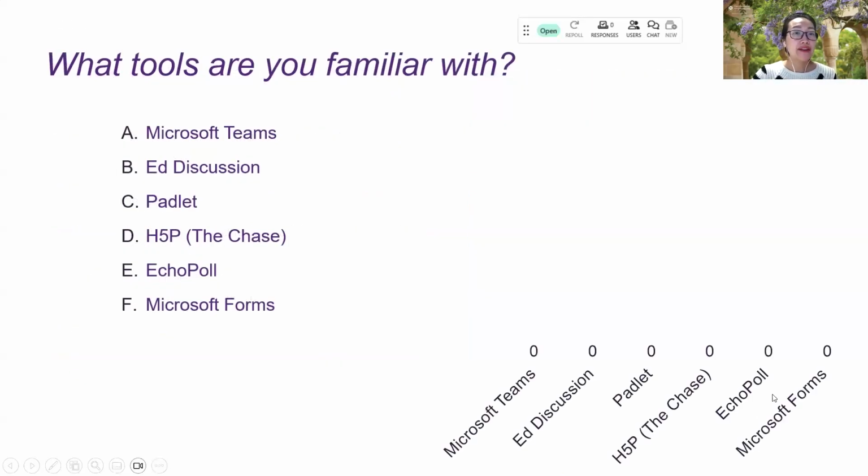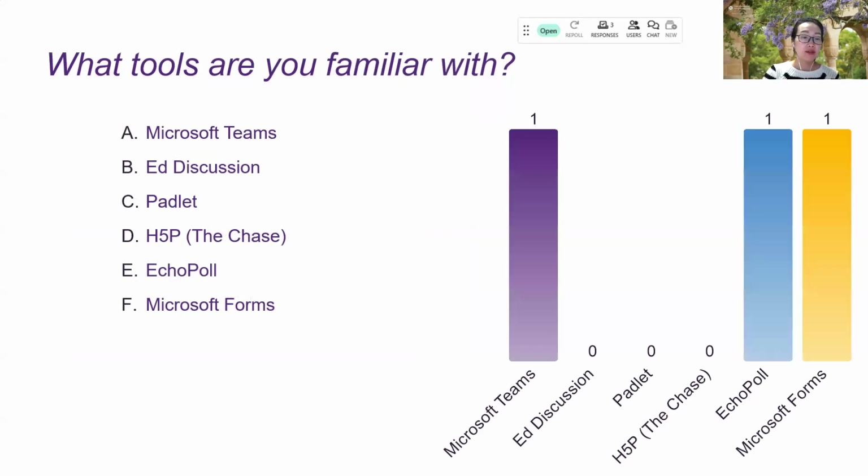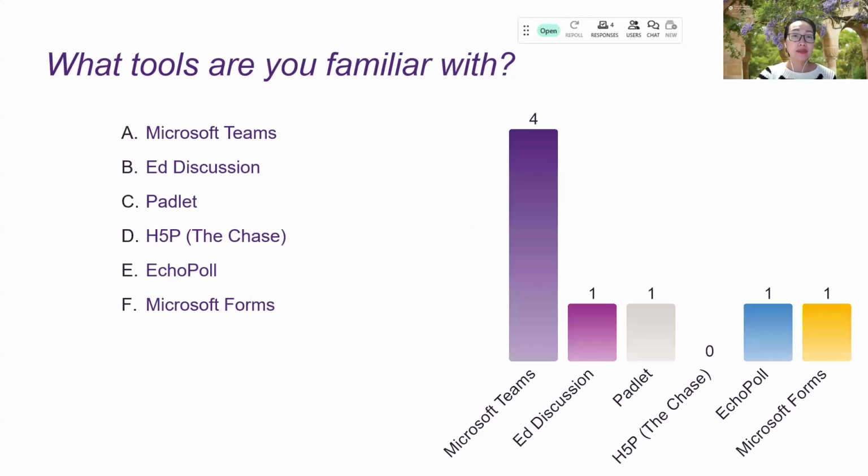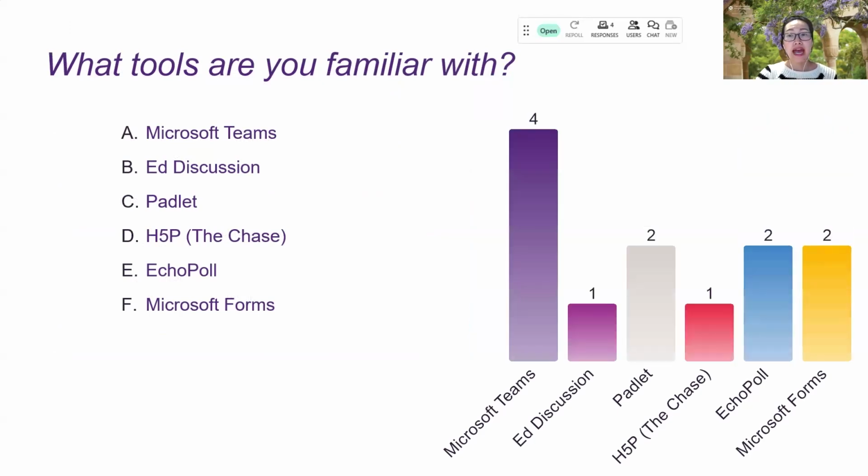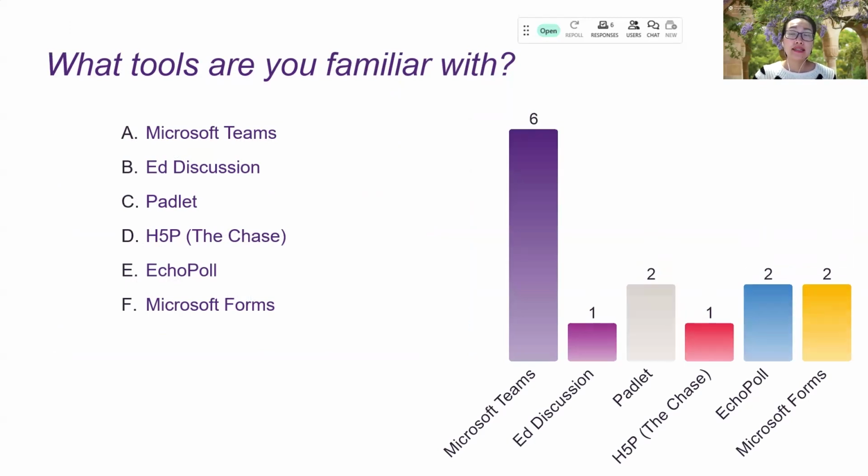At UQ, we have a few collaborative tools. My next question is a multiple select, where you can select more than one answer. What are the tools that you are familiar with? You can see that this question is set to live, so students can see the changes of the responses live on the screen.